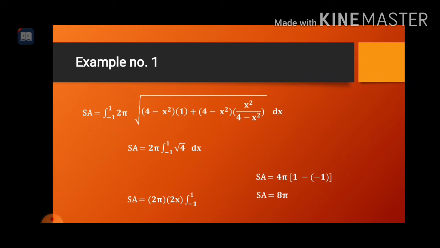Surface area, the integral from negative 1 to 1 of 2 pi times the square root of 4 minus x squared times the square root of 1 plus x squared over 4 minus x squared, dx. So surface area is equal to 2 pi times the integral from negative 1 to 1 of the square root of 4, dx. So surface area is equal to 2 pi times 2 times the integral from negative 1 to 1 of dx, and SA is equal to 4 pi times the integral from negative 1 to 1 of dx, since 2 times 2 equals 4. 4 pi times (1 minus negative 1) is equal to 8 pi.